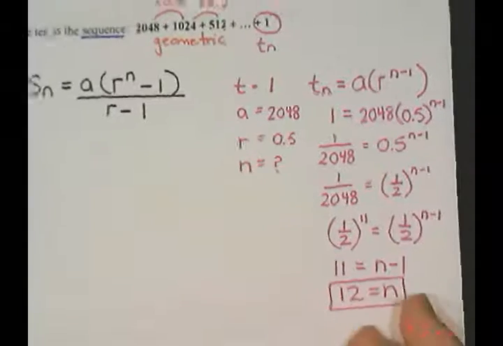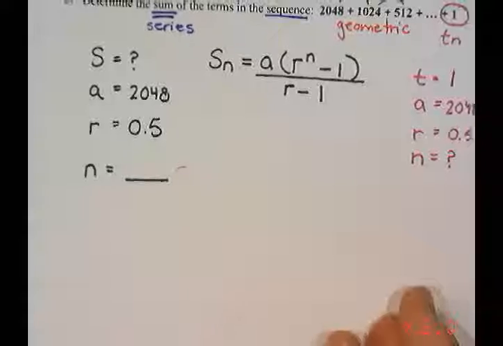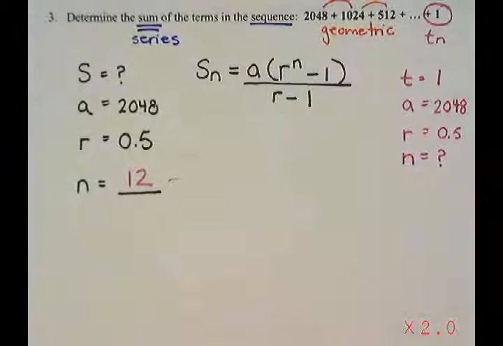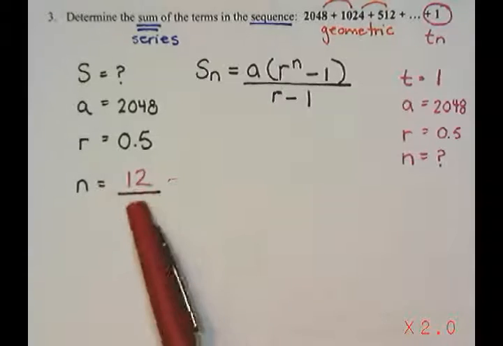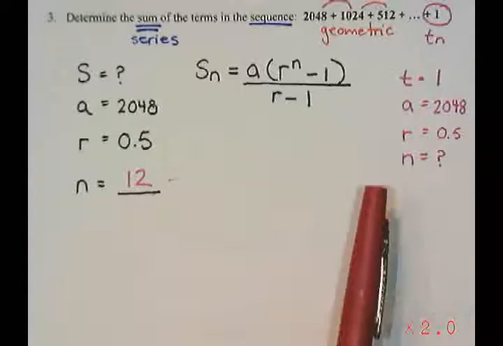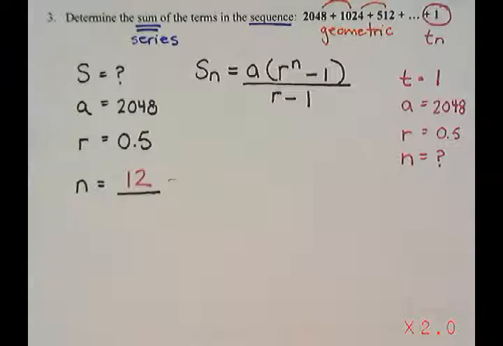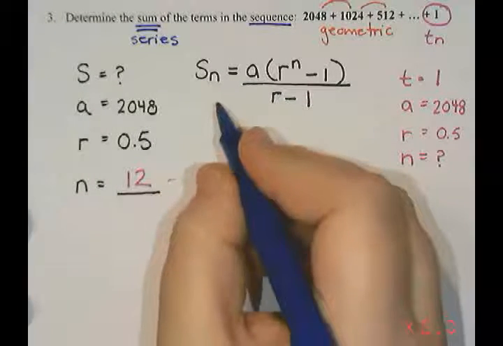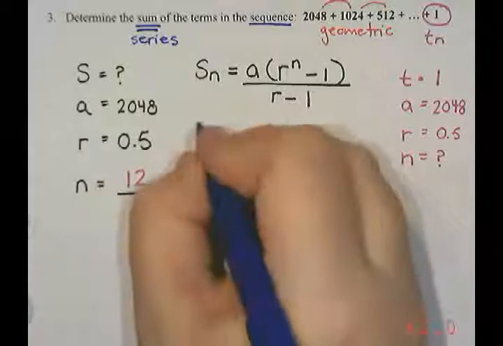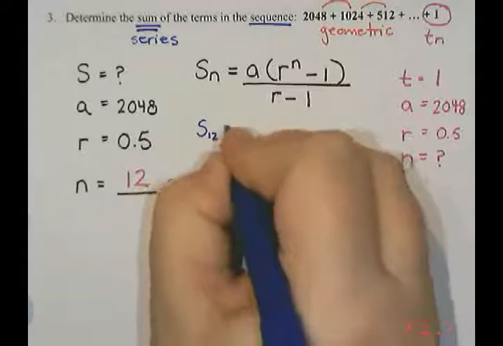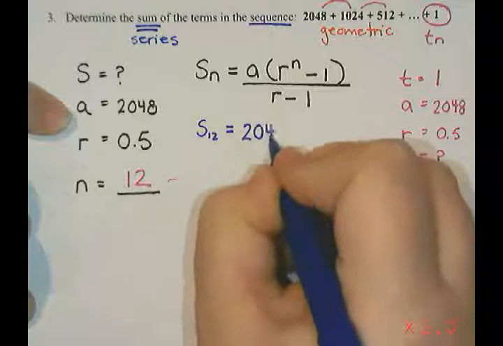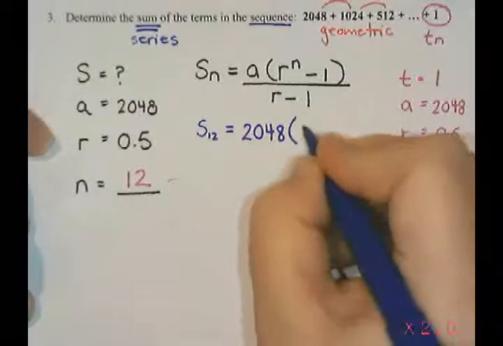Why did I want to know how many terms there were? I wanted to know how many terms there were so that I could actually do my sum calculation. So now that I know that there were 12 terms, I can put 12 in for my n, and then I can calculate my actual answer here. So Sn, you can leave it as Sn, you could leave it as an S, I'd be okay with that, or we could write S12, doesn't matter, it's just notation, is A 2048 times R 0.5.